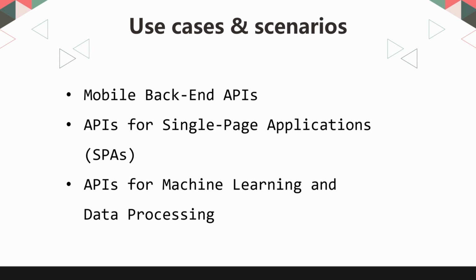Next, we can also use minimal APIs for mobile backend APIs. Let's assume we have an application and we need some data. For some use cases, we can build APIs quickly and utilize those in our mobile applications. For APIs for single page applications, we can use minimal APIs. For APIs for machine learning and data processing, we can use minimal APIs for that purpose as well.